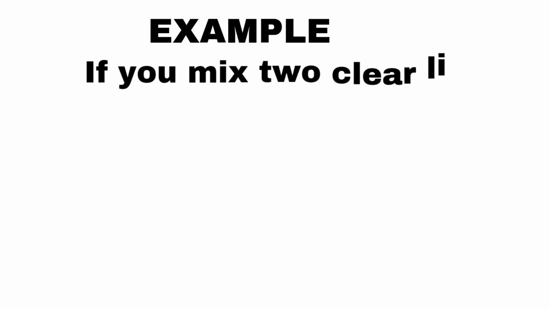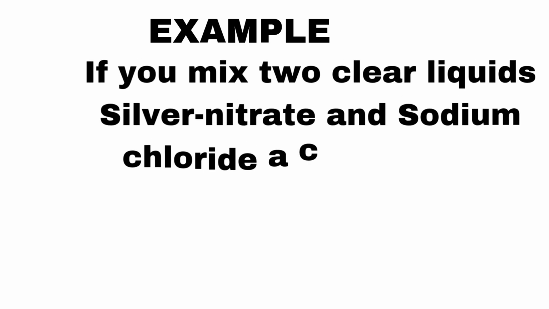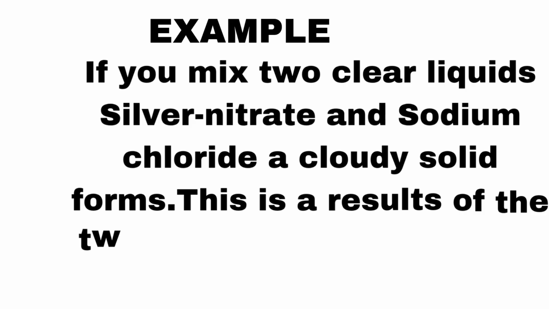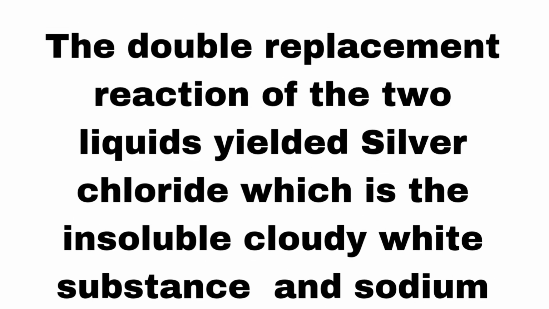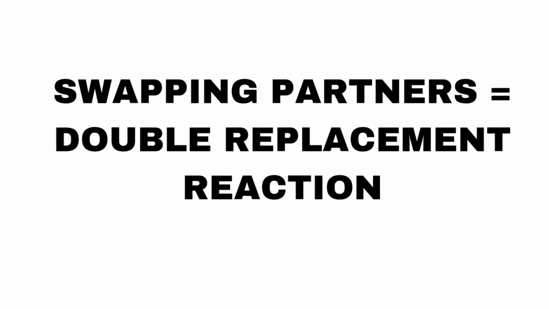If you mix two clear liquids, silver nitrate and sodium chloride, cloudy solid forms. The two clear liquids undergo a double replacement reaction, resulting in the products silver chloride, the cloudy solid, and sodium nitrate. Here is a memory hook to help you remember. Swap partners equals double replacement.